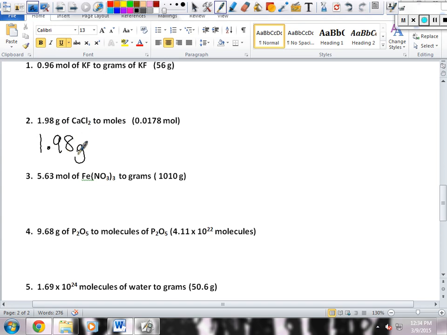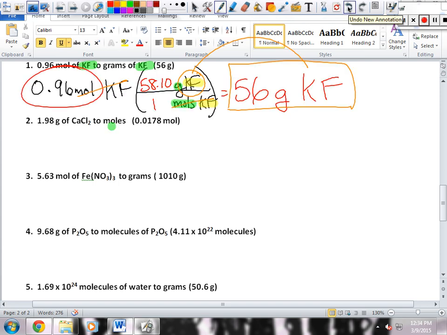1.98 grams of CaCl2. Now, let me ask you something real quick. This is really important, so please listen. Whenever we do molar masses, what are the units? Grams per mole, right? So you're telling me that there are 58.10 grams in 1 mole of KF. That's how the units work. That's why the units make sense.